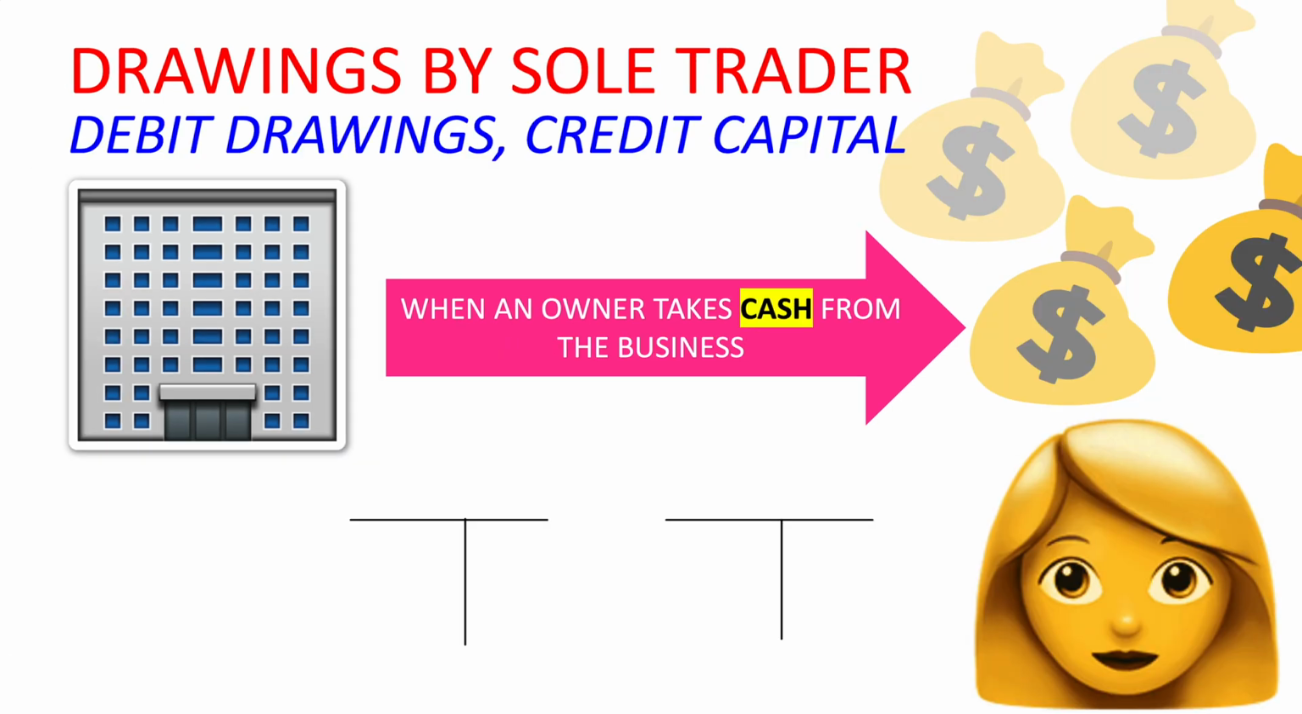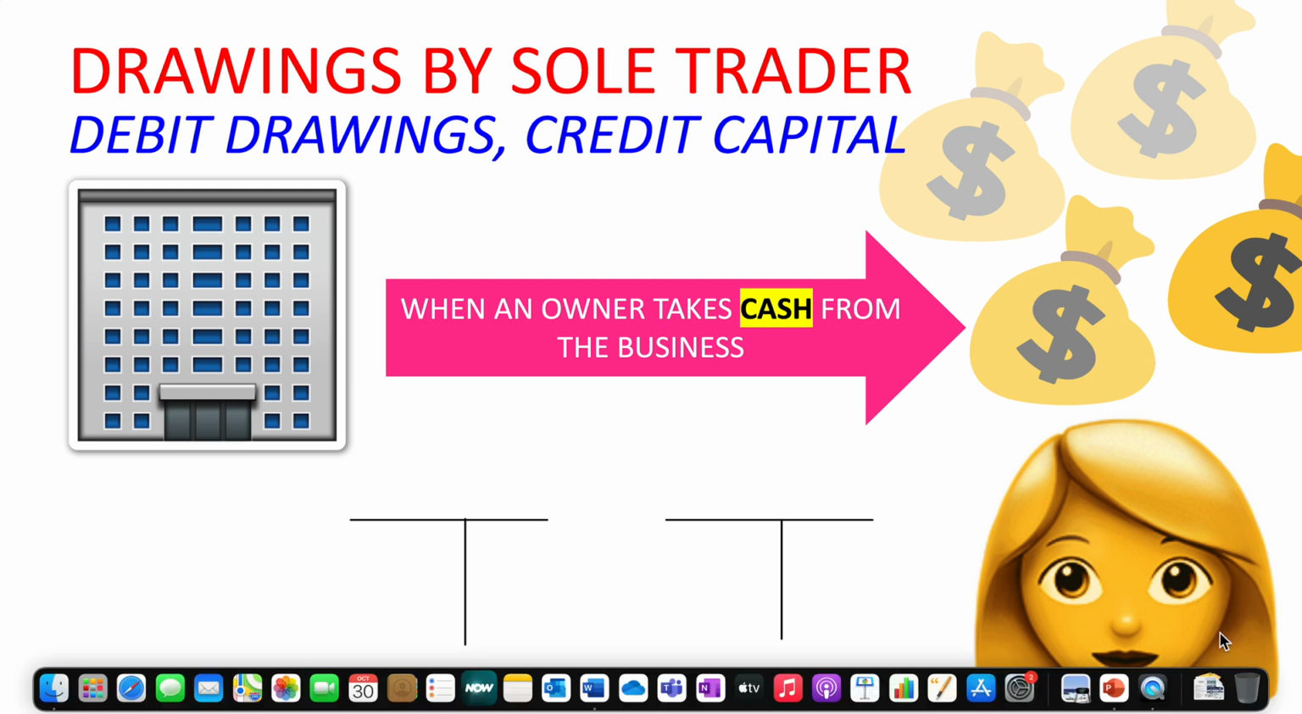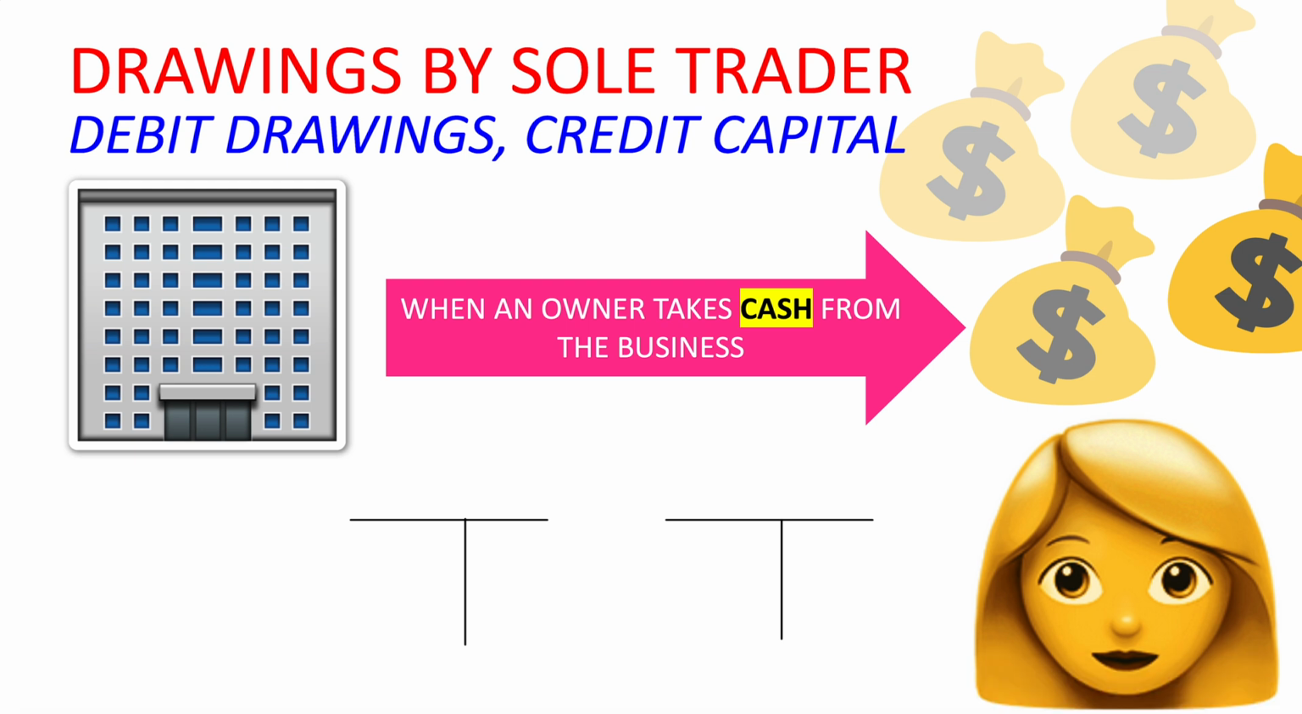So what is drawings? Drawings is when an owner takes something of value from the business. So imagine a sole trader took cash from the business. How would that look? We would credit the cash or bank account because that is leaving the business, and we will debit drawings. So we debit drawings and credit capital. DDCC, debit drawings, credit capital.